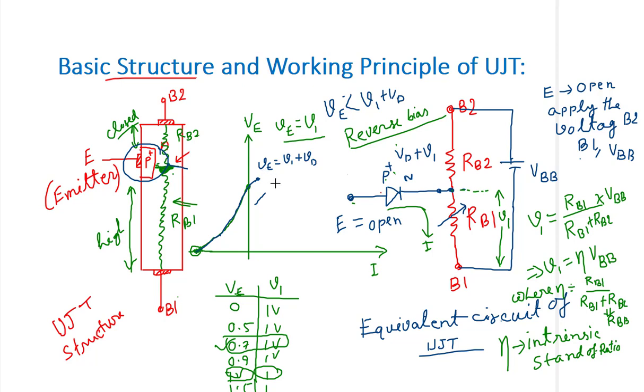After that, when we increase the VE voltage, suppose VE is greater than V1 plus VD, what will happen? Suppose VE is greater than V1 plus VD. Then the diode, the emitter terminal, will be forward biased.